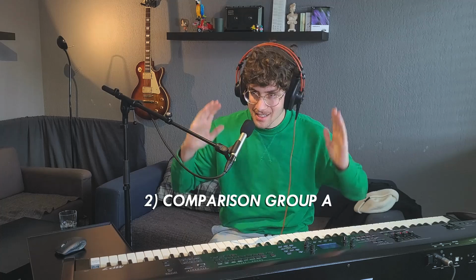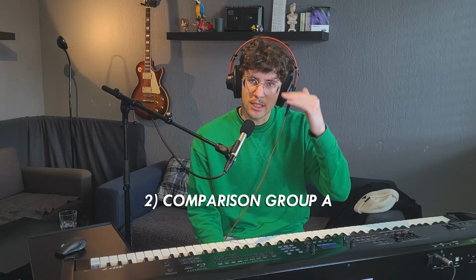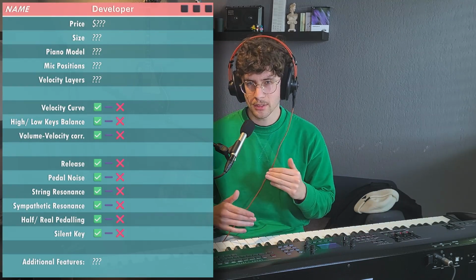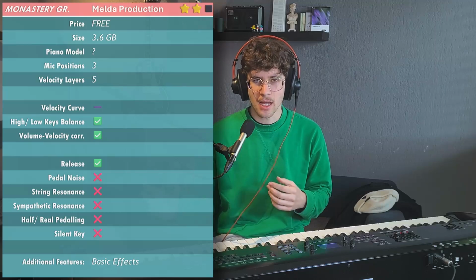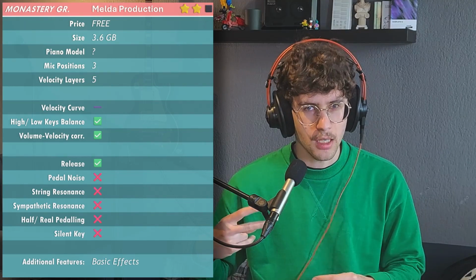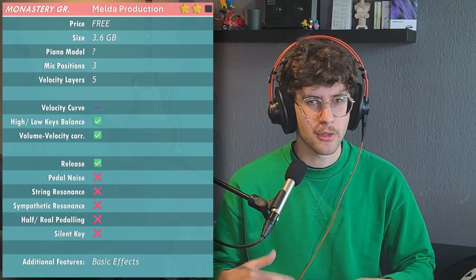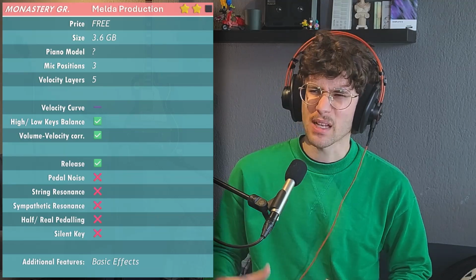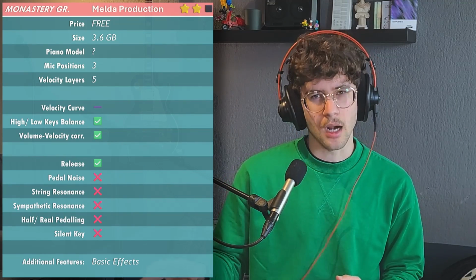I've been dreading to start shooting this video because I think it's going to be a long one. But let's get into it. I want to try to get through the spreadsheet from top to bottom. We're going to start with Monastery Grand by Melda Production. 2 stars is my pretty much arbitrary emotional rating. Just my gut feeling. This is like a 2-star plugin.